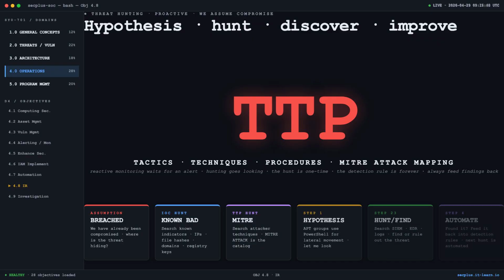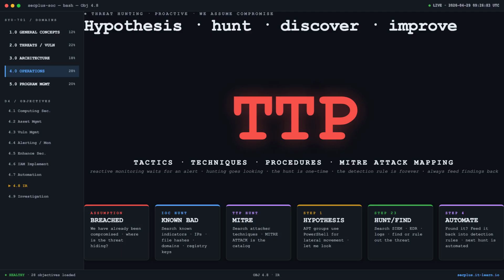2. Hunt. Search SIEM, EDR telemetry, logs for evidence. 3. Discover. Find or rule out the threat. 4. Improve. If found, respond. Always feed findings back into detection rules so the hunt becomes automated next time. The hunt is one time. The detection rule is forever.